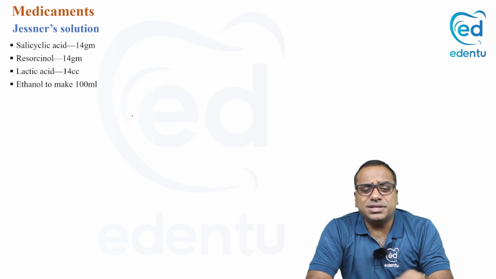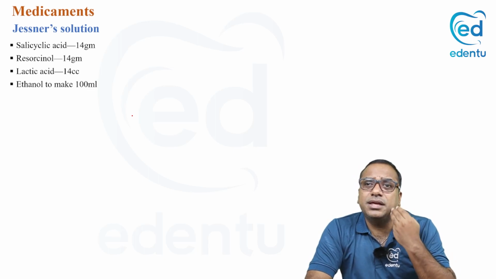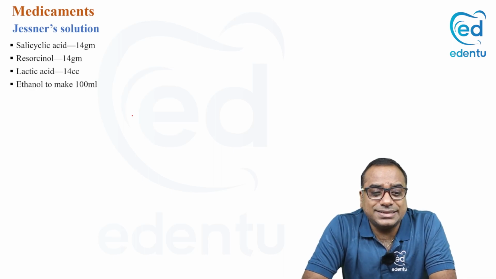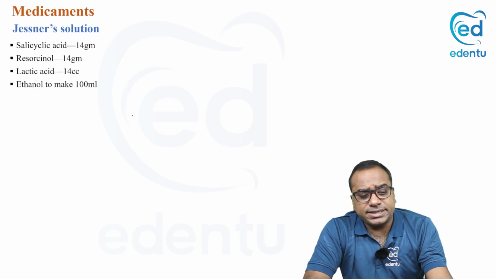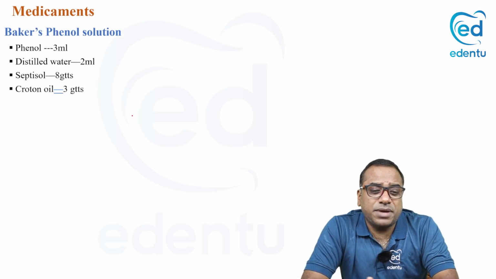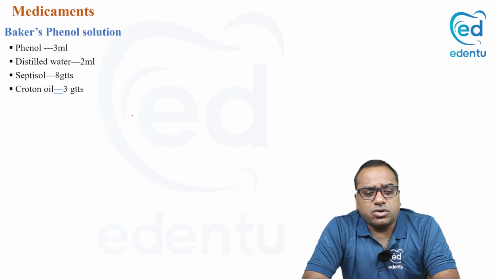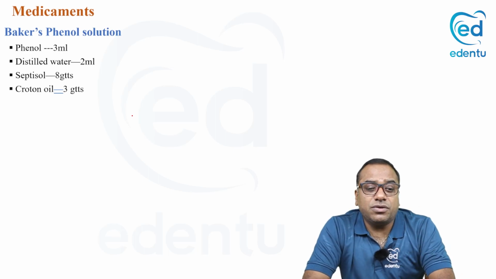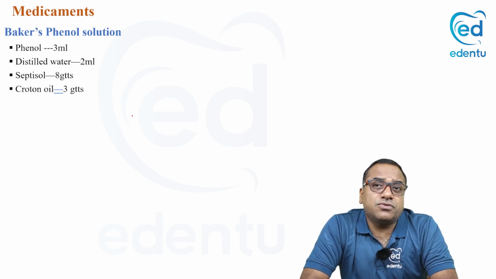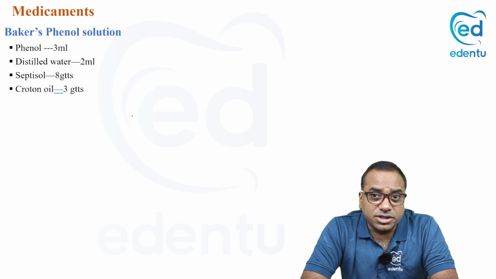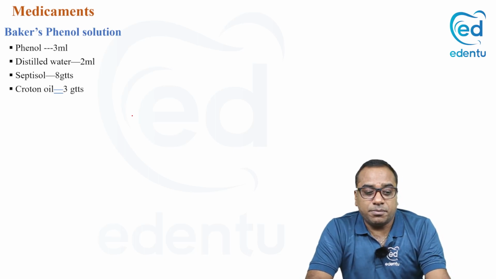Then some other solutions. Gessner solution is not at all important. It is used for the peeling of scars. There, salicylic acid, resorcinol, lactic acid, and ethanol. Then next one you have got Baker's phenol solution, again not important. Phenol, distilled water, septisol and croton oil are the composition of Baker's phenol solution. So these are the solutions that we use: Whitehead's varnish, Carnoy solution, tumescent solution, Kiel bone. These things you should be remembering.